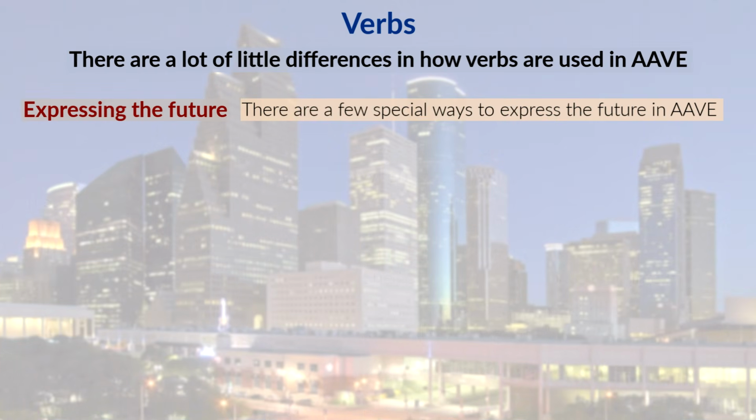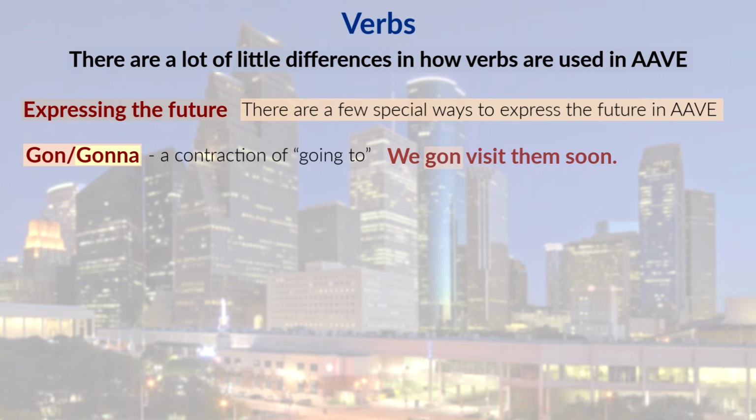There are a few special ways to express the future in AAVE. One way is using gon or gonna, which is a contraction of going to. "We gonna visit them soon." Gonna is used in casual speech in a lot of varieties of English, so this is no big surprise. Another more distinctive future form is finna.